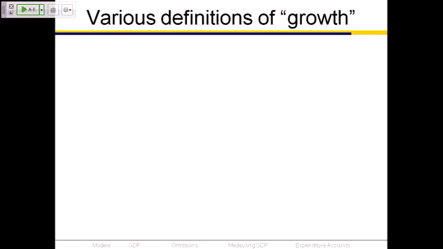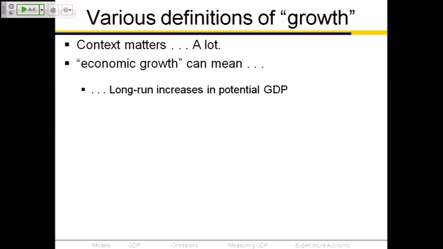As you read in the news and so on about economic growth, it's important to know that there are several different definitions of economic growth, and so you always have to read for context. Economic growth can mean one of three things. It can mean long-run increases in potential GDP, that is to say a shift out of the production possibilities frontier. So something that occurs because of an increase in the quantity of inputs or an increase in the productivity of inputs. That's one way in which people use the phrase economic growth.